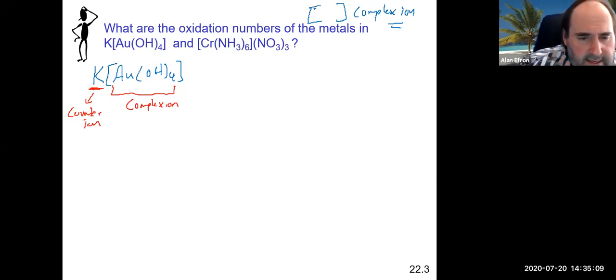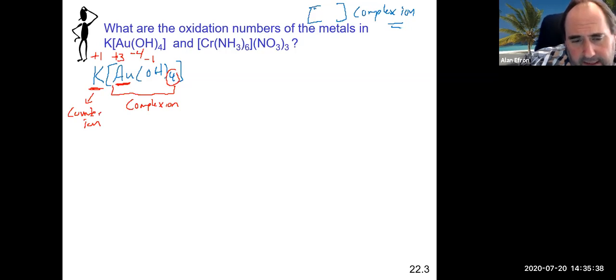When we're talking about the oxidation state, we're looking at the gold here. We have hydroxide, which is -1 each, and there are 4 of them, which gives us a -4. The potassium is +1. So +1 and -4 means that the gold here should be +3 in terms of its oxidation state. So the gold would be +3.